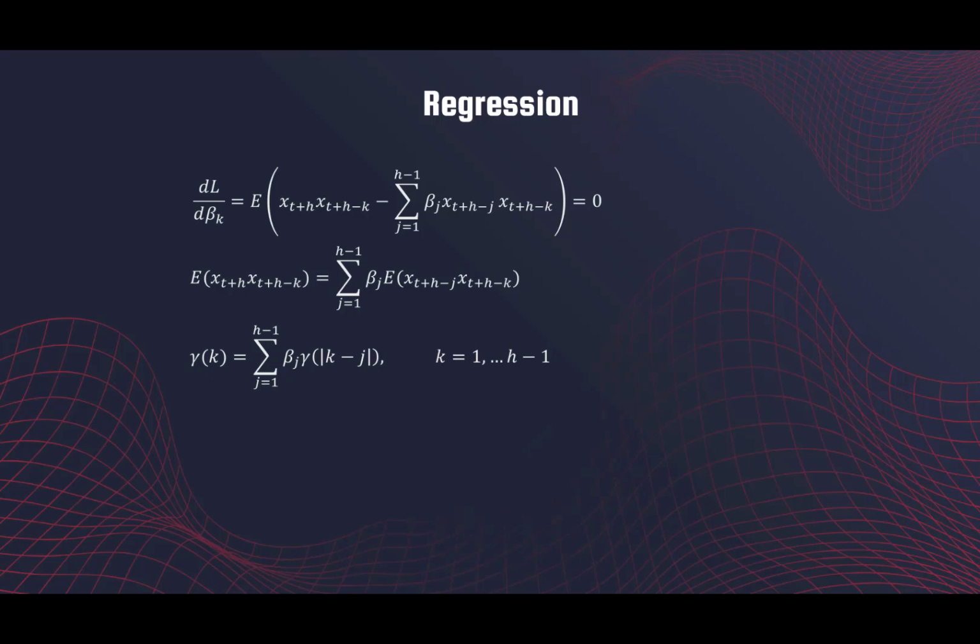So remember this k can take values from 1 to h minus 1. So this is not one equation. If I have k is equal to 1, I get one equation. If I plug in k is equal to 2, I get a second equation, and so on. So this is a system of equations. There are exactly h minus 1 equations, and we need to determine h minus 1 betas here, right? So this is a system of linear equations, and it's quite easy to solve this to obtain betas.